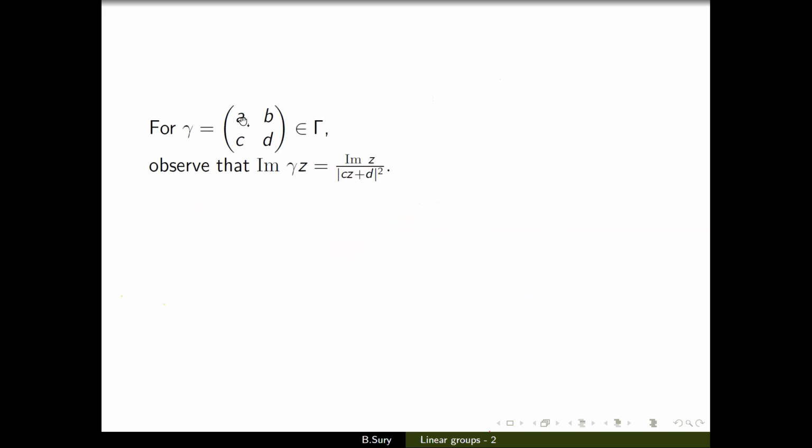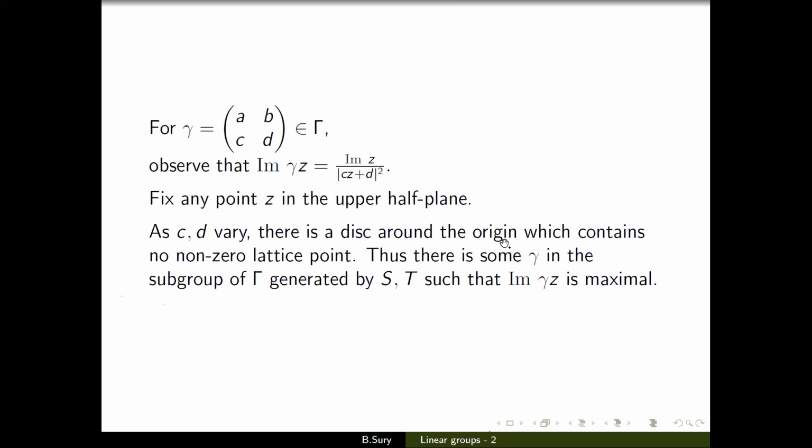Okay, for gamma, a matrix in PSL2Z, we observe first of all that the imaginary part of gamma Z, as I mentioned, is given by one small calculation: the imaginary part of (AZ plus B) by (CZ plus D) is nothing but the imaginary part of Z divided by mod CZ plus D squared. Fix any point on the upper half plane.